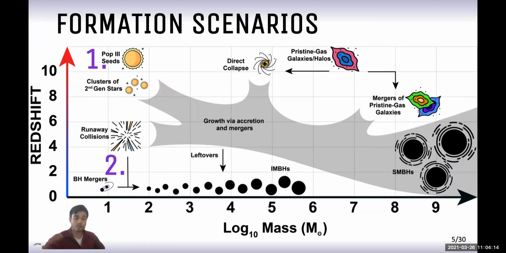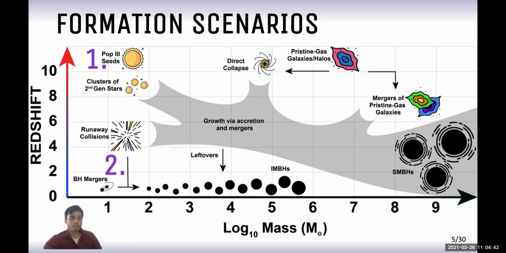The first one is from population 3 stars. The idea is that when the universe was very young and assuming low metallicities, huge population 3 stars with masses above 200 solar masses might have formed. Due to these low metallicity environments, these stars might not have lost a lot of their mass from winds, and so could retain most of their mass up till the end of their lives, at which point they could undergo a direct collapse into an intermediate mass black hole.